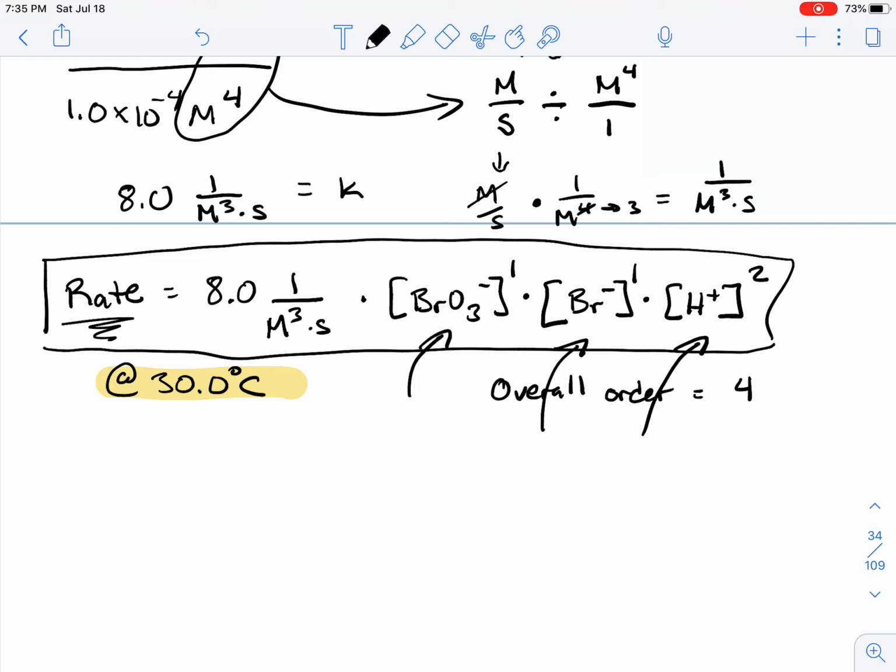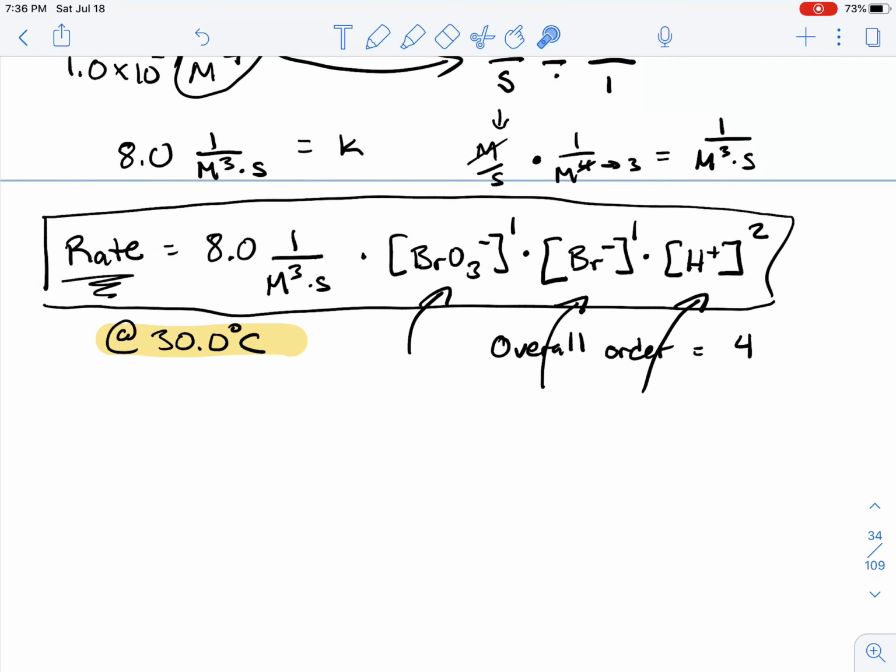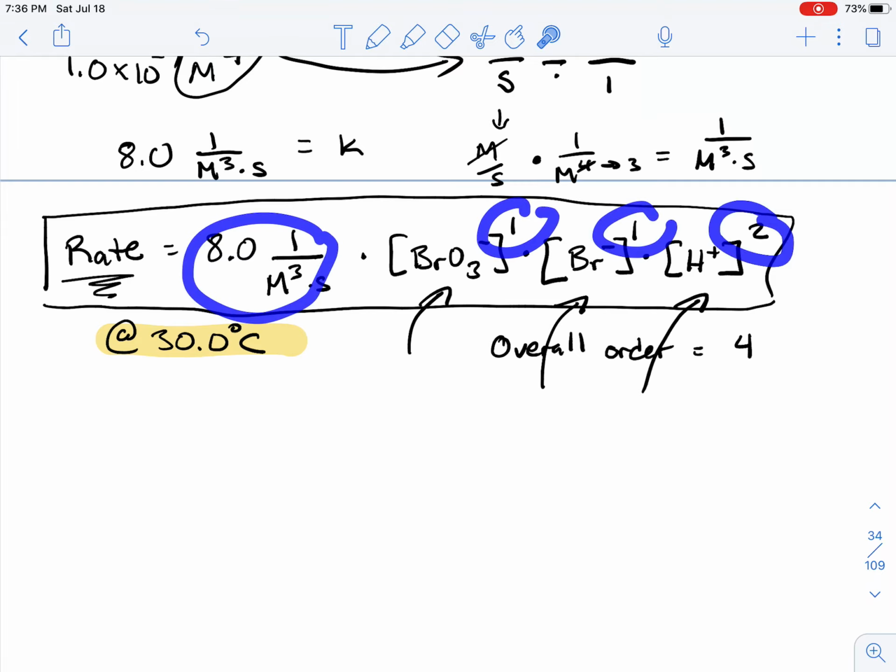And so, for example, if we double or triple the concentration of bromate, if we halve the concentration of bromide, and if we quadruple the concentration of hydrogen ion, how is the rate of reaction going to change when it's compared to the concentrations that are 0.10, 0.10, and 0.10, or something like that. So that's really the power behind these rate laws. We have the ability to predict the rate of the reaction once we know the rate constant K, as well as the orders of reaction.